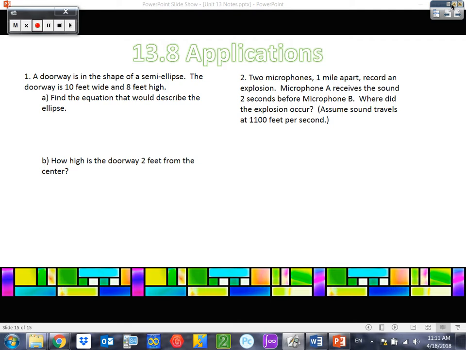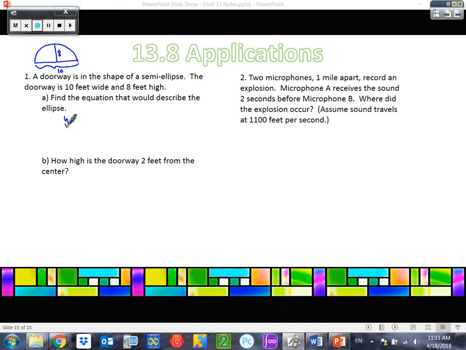So the first one, we have a doorway in the shape of a semi-ellipse. The doorway is 10 feet wide and 8 feet high. The question asks for the equation that would describe the ellipse. Well, you know me, I'm going to have to draw some pictures. So here's our semi-ellipse. It says our doorway is 10 feet wide and 8 feet high. Alright, so I think we can see this distance would be 5 and that distance would be 8. Since it's an ellipse, the longest side is the major axis, so we'll put that first.